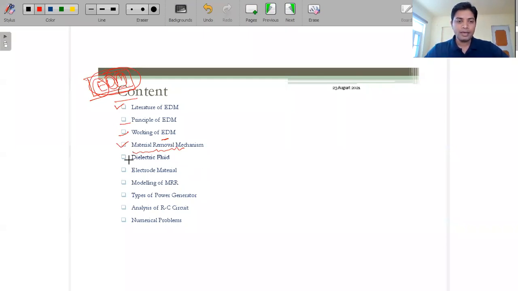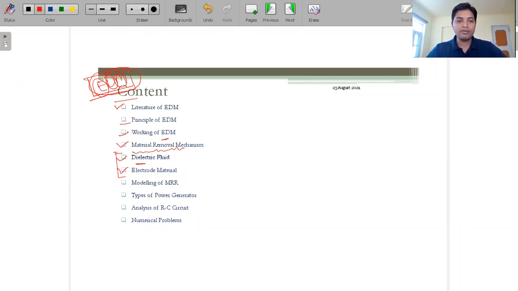Next, we will discuss the dielectric fluid, what are the properties or functions required for the dielectric fluids. Similarly, for the electrode material, because we discussed both things in the ECM as well, whatever chemical or tool material we are using, what characteristics or functionality should be required while selecting the material.